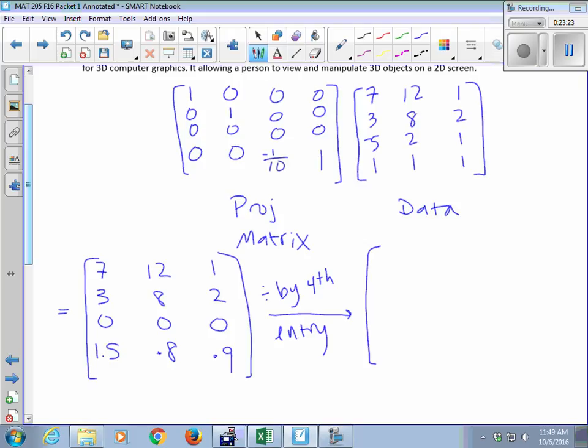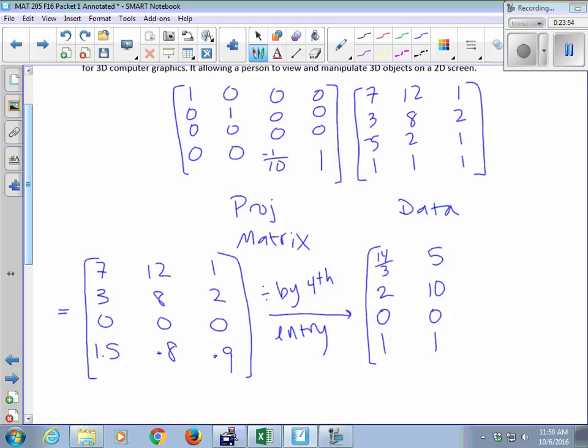So 7 divided by 1.5 gives me 14 thirds. 3 divided by 1.5 is 2. 0 divided by 1.5 is still 0. And 1.5 divided by 1.5 is 1. Then you do the same thing for each of the other two columns. Divide each entry by the fourth entry. So 12 divided by 0.8 is 5. 8 divided by 0.8 is 10. 0 divided by 0.8 is 0, and 0.8 divided by 0.8 is 1.